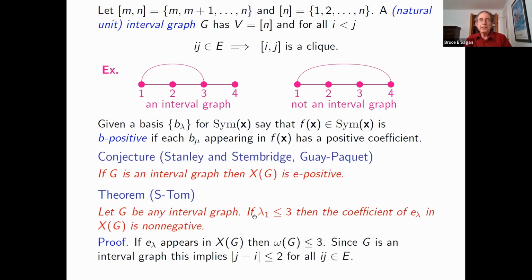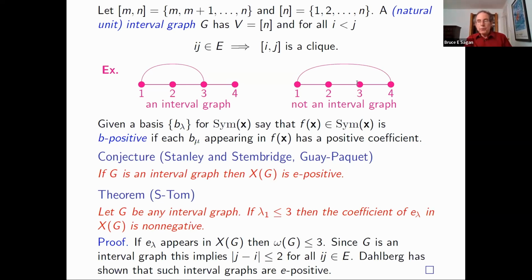And in particular, since this is an interval graph, that's saying if I take any edge, the difference between the sizes of the 2 endpoints is at most 2, right? It can't be 3 or more. Look here, this has difference 3, but it's not an interval graph because if it were, it would imply a K4.